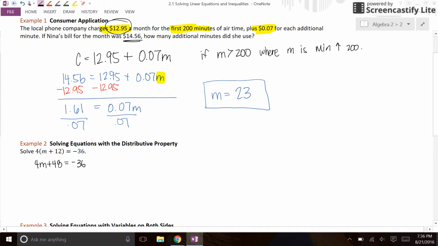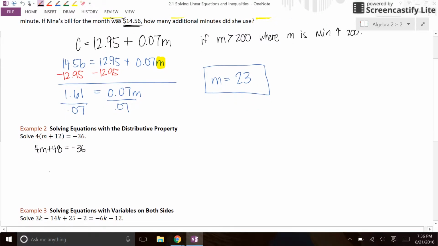And so now the next thing I might want to do is combine like terms, right? I have a 48 and a 36. They don't have m's on them, so I'm going to subtract 48 from this side. Whatever I do to one side, I do to the other. And I have 4m equals, was that 84? Negative 84. And now I'm going to break that 4 out. I'm going to divide by 4. And I'm going to get m is negative 21. Boom.